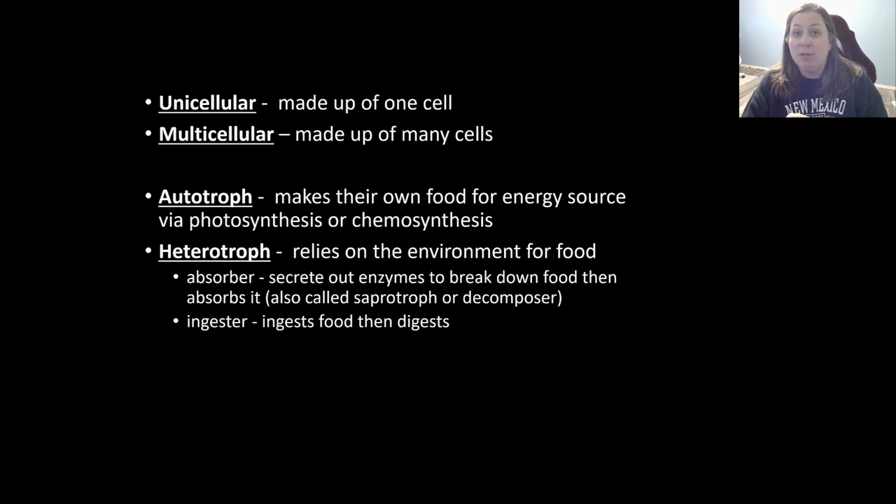They can do it through photosynthesis, like plants can, using the sunlight in order to make their own food. Or they can do what we call chemosynthesis, where they use chemicals from the environment to make their own food. This would be like bacteria that lives at the bottom of the ocean where sunlight doesn't reach. Okay, they still can make their own food, but they're going to do it differently because there's no light down there. Photosynthesis requires light. On the other hand, heterotrophs are going to have to rely on their environment for food.